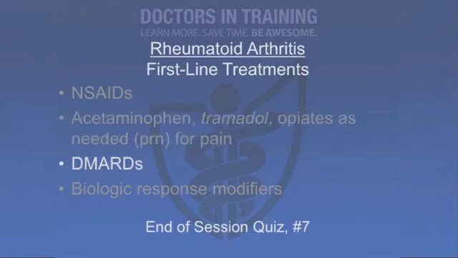And then we start using the DMARD. So we're going to slow the rheumatoid arthritis progression. You can use the biologic response modifiers as add-ons or after failure of your DMARDs. Those are your first-line treatments, but mainly think of if they have mild disease, start with the non-steroidal anti-inflammatories first.